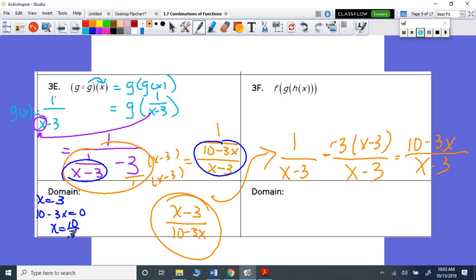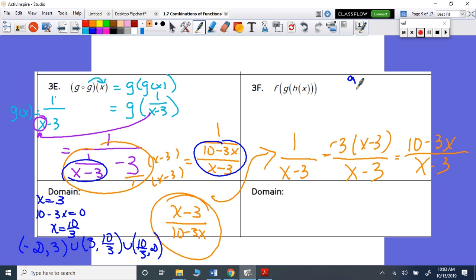So these restrictions are also ugly because you're going from negative infinity to 3, 3 to 10/3, and then 10/3 to infinity. It's really just ugly. Yes, Kyle? Is it good to write as 3.3? Absolutely. I didn't specify. Now, we're not going to do 3F, but it's in the notes if you need it, if you need to look back.